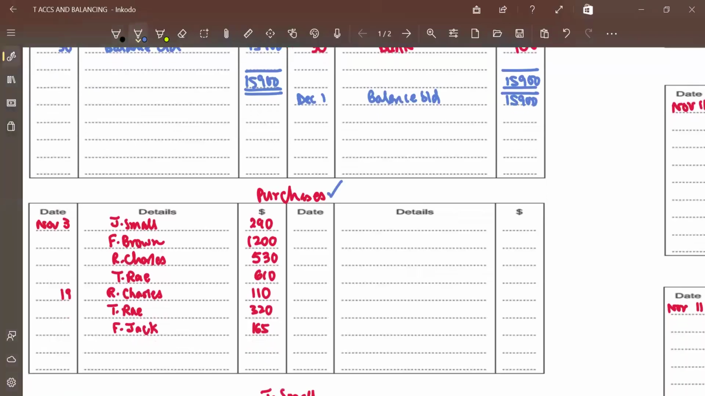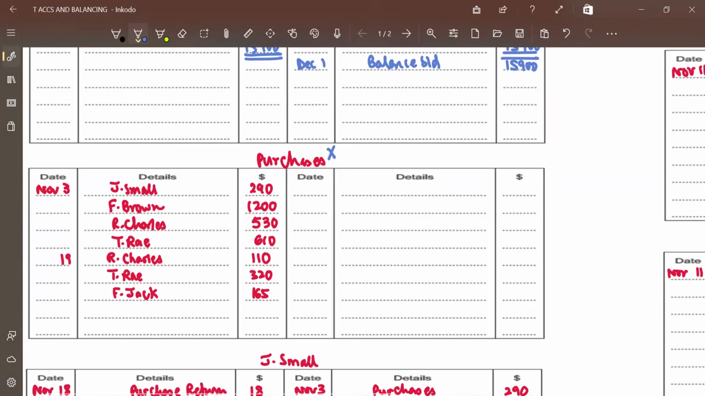Now we talk about purchases. This is not an asset. This is not a liability. It's not a part of capital. So this T account will not be balanced. However, the total of this T account will be posted to the trial balance. You only have to post the total. However, you will total it, but we'll post the amount to the income statement. So 290 plus 1200 plus 530 plus 610 plus 110 plus 320 plus 165. That's 3225. 3225.